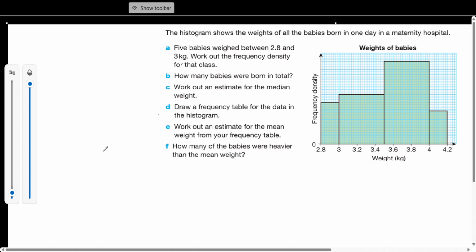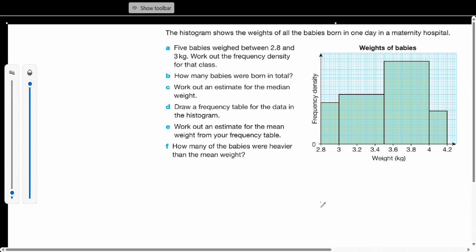Let us see how to solve this particular histogram problem. This is the IGCSE problem. So first let us understand what a histogram is. If you look at the figure, it looks very similar to a bar chart.